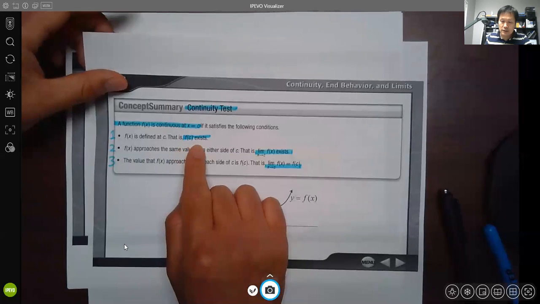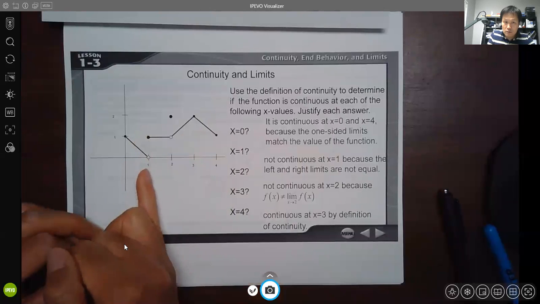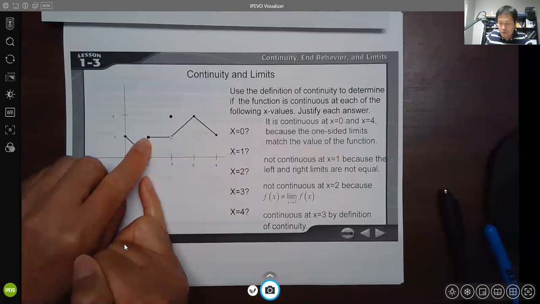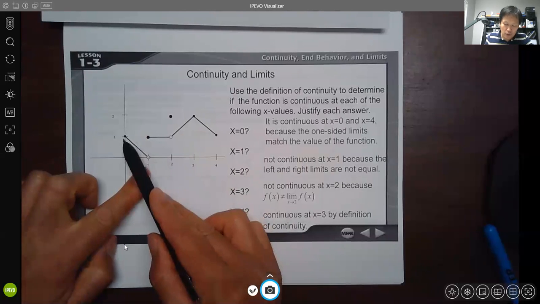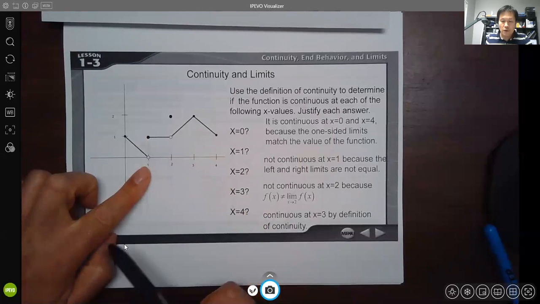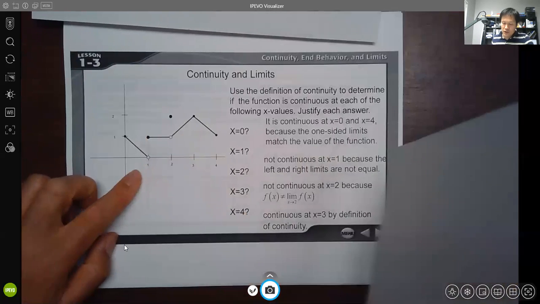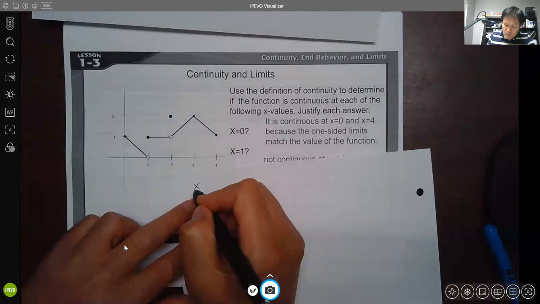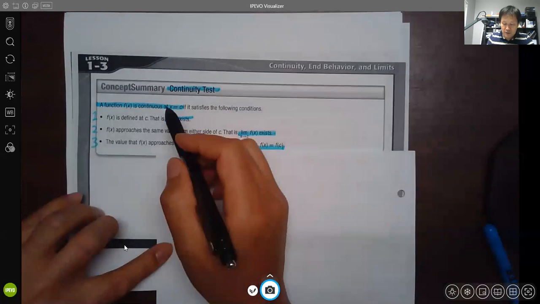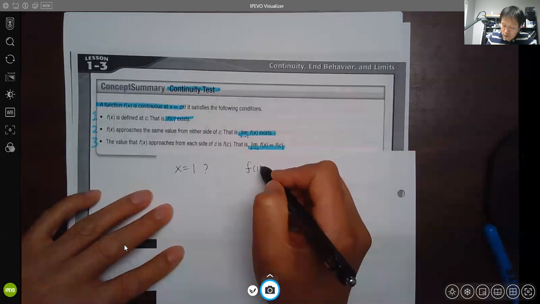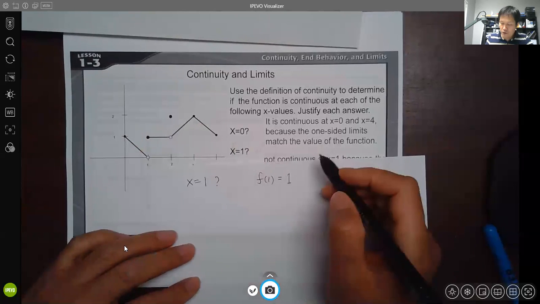F of c exists. So you look at it, f of 1 exists, yes or no? Yes, f of 1 is defined right here. F of 1, solid dot here, f of 1 is 1. So the first condition is satisfied. So I say x equal to 1, condition 1 was f of c exists. So f of 1 exists, which was 1. First condition, check mark.